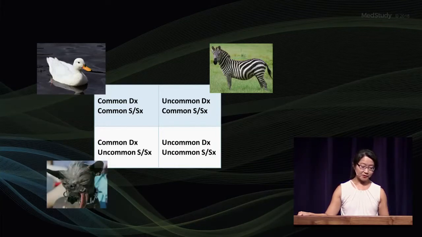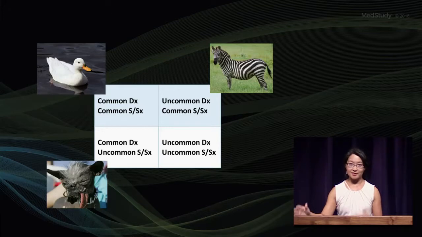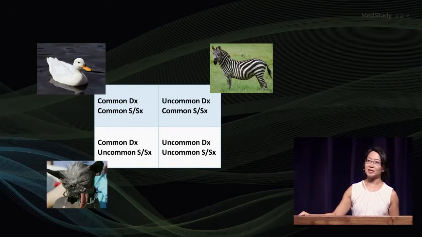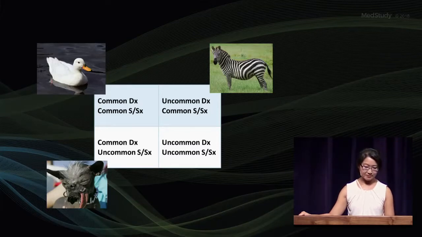So, for example, it's like Elwood, the world's ugliest dog. Dogs are very common, right? But it's not very common for dogs to be ugly. So again, HSP is common, but it's not common for patients with HSP to have ileo-ileal intussusception.